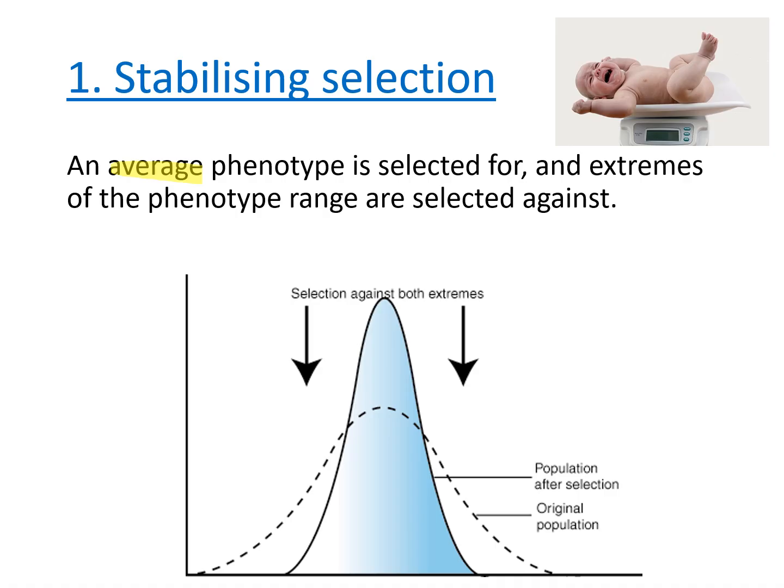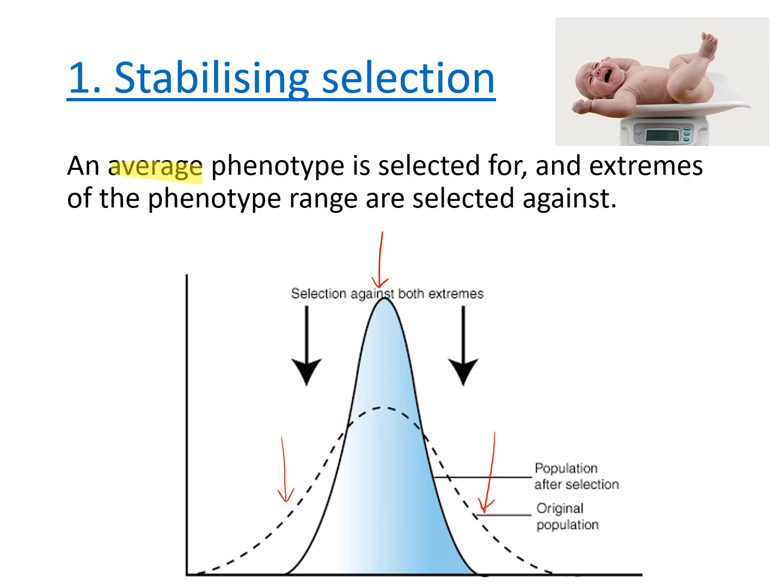And if we look at this original population, or the dotted line, we can see that we did have these extremes of the phenotype. And after the selection process, we had lots more of this average phenotype being selected for. And a really good example of stabilising selection is birth weight in babies.